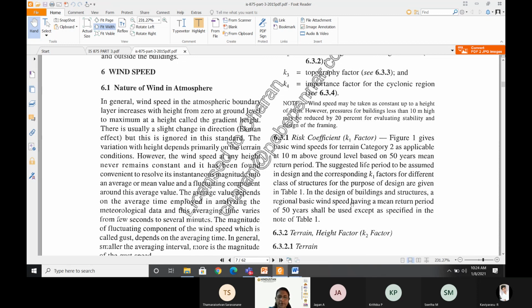Jagan, I think you can circulate all these things. If anyone knows how to download this, you can circulate it in the group.